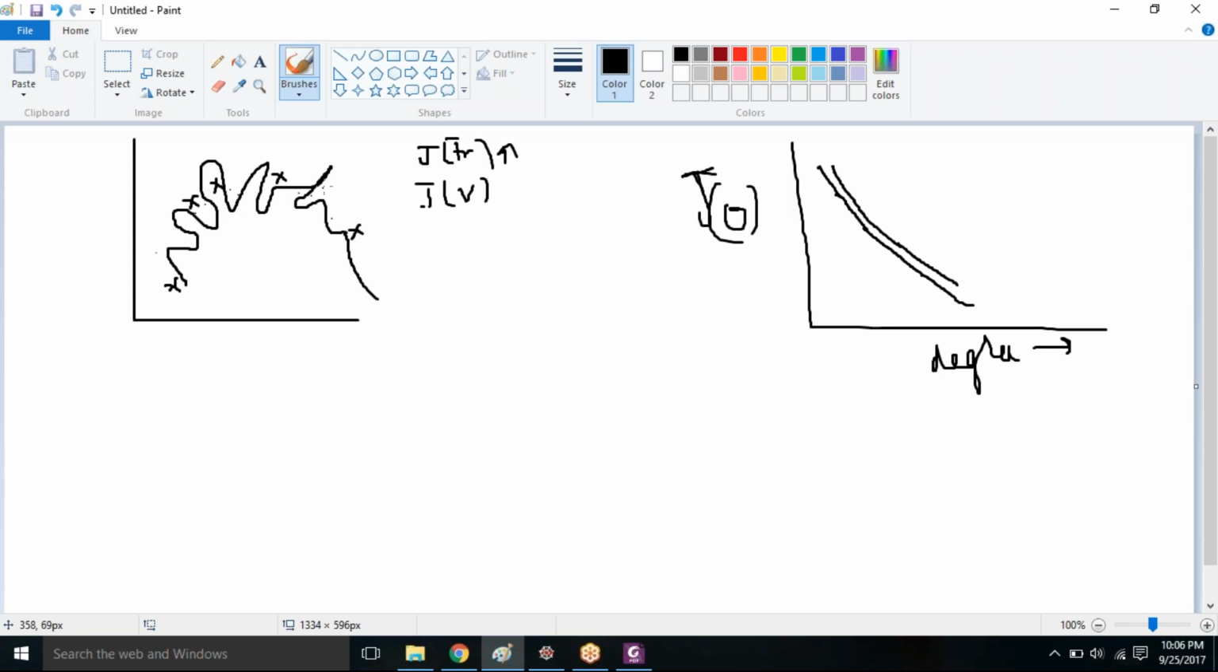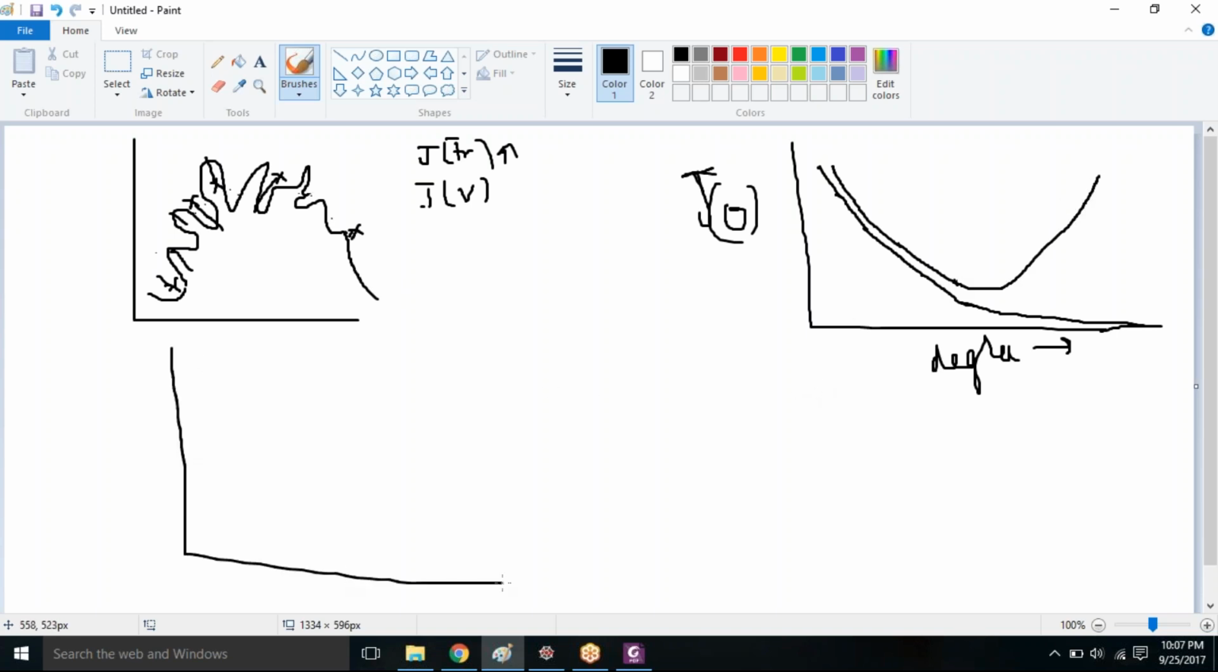So it will fit something like this, isn't it? It will go on fitting something like this. Now, in this case, when it is fitting the training data very well, the training error will still go on decreasing to zero. But because of the fluctuation, the validation error will increase. So this particular thing will again increase.